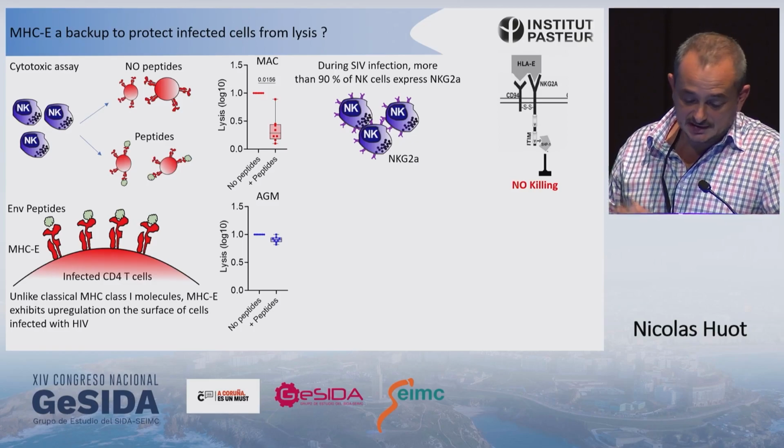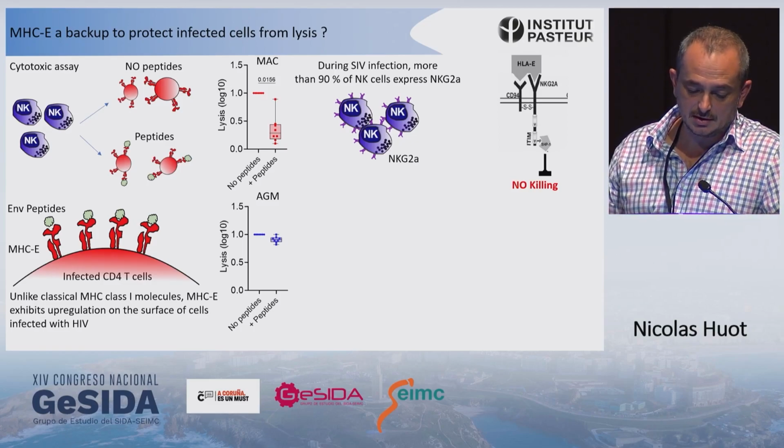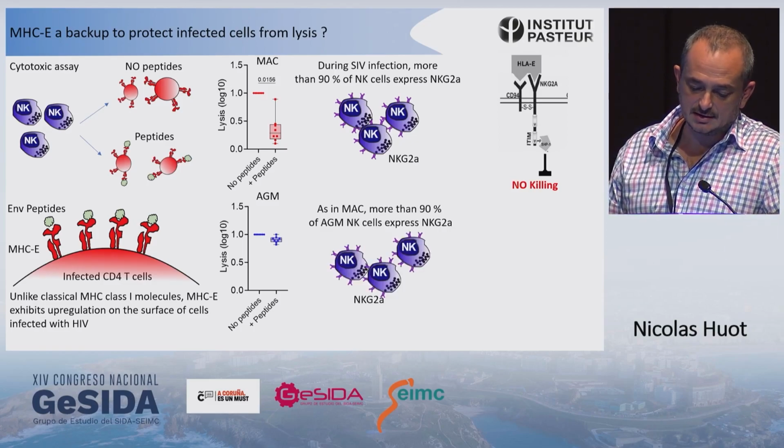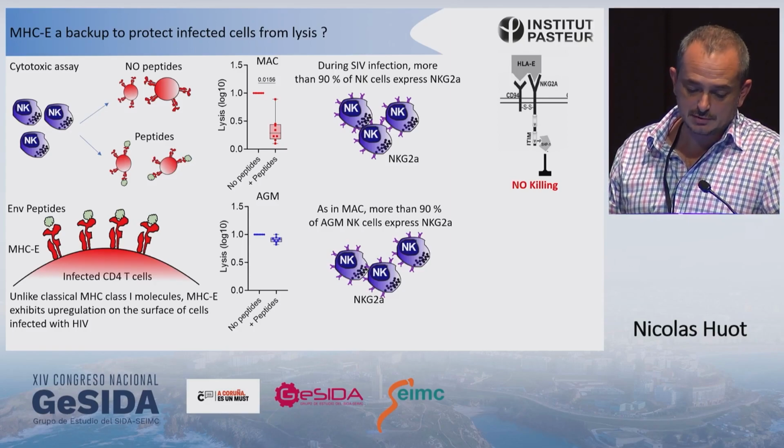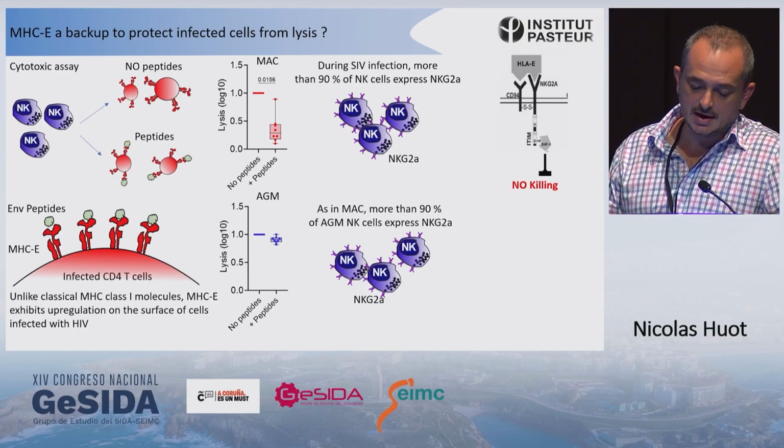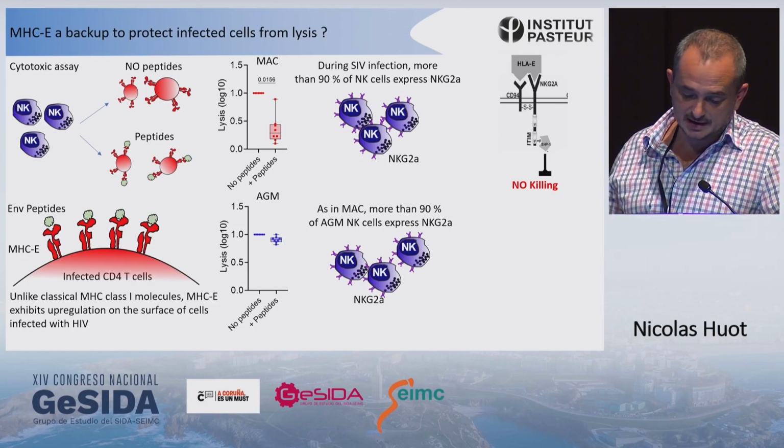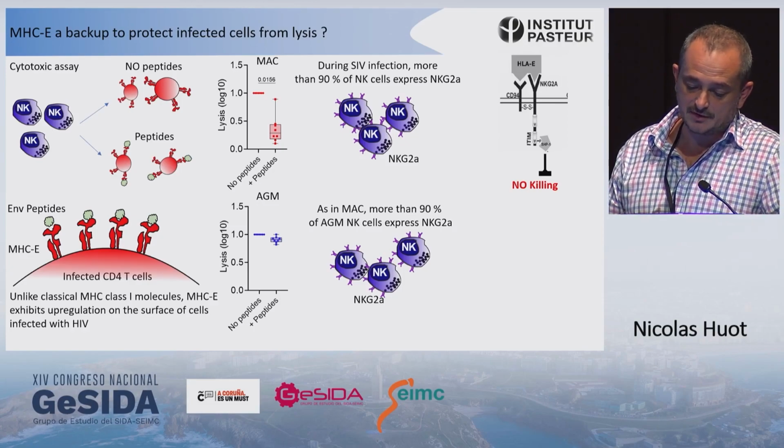We performed the same experiments using AGM NK cells, and we were surprised to see that AGM NK cells are not able to kill, despite the fact that, as in macaque, they express a high level of NKG2A.